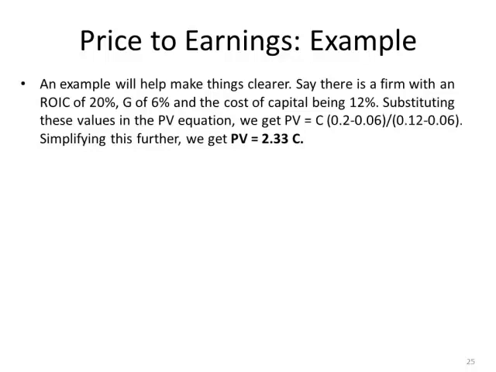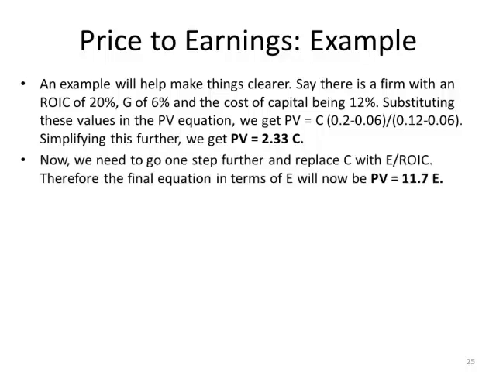So let's look at an example to make things a little bit more clear. Suppose we have a firm with a return on invested capital of 20%, a growth rate of 6%, and a cost of capital of 12%. If we substitute all of these into the equation, and we don't substitute for C, we just get PV in terms of C. We get PV equals C times the numerator, ROIC of 0.2 minus G 0.06, divided by cost of capital 0.12 minus the growth rate 0.06, and then we get PV equals 2.33 times C.